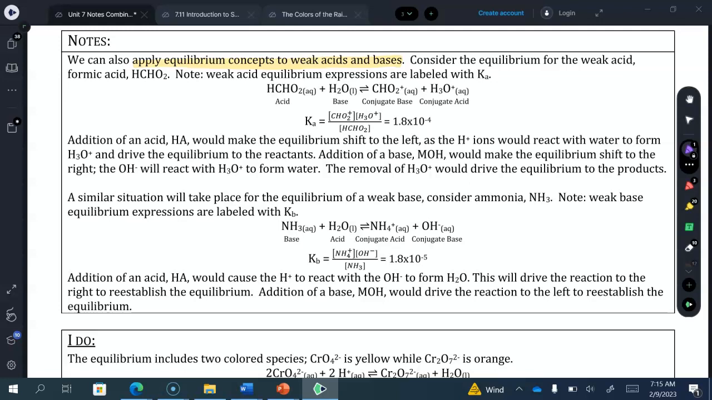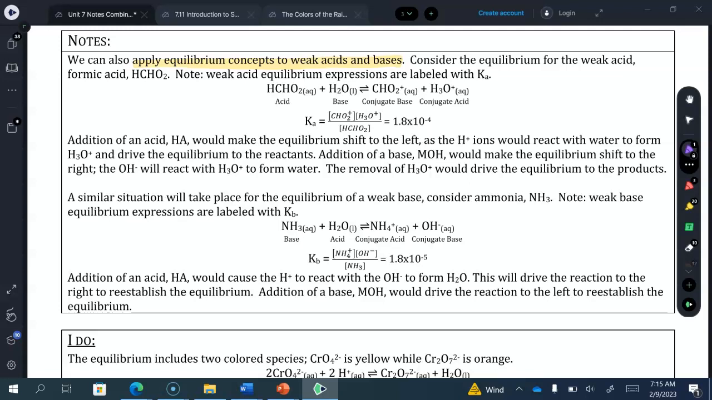A similar situation will take place for the equilibrium of a weak base if we consider ammonia. Note weak base equilibrium expressions are expressed with Kb because it's a base, but it's weak, so it doesn't dissociate to completion, and thus equilibrium will be reached. An addition of an acid, HA, would cause the hydrogen ion to react with the hydroxide ion to form water. This drives the reaction to the right to re-establish equilibrium. The addition of a base would drive the reaction to the left to re-establish equilibrium.